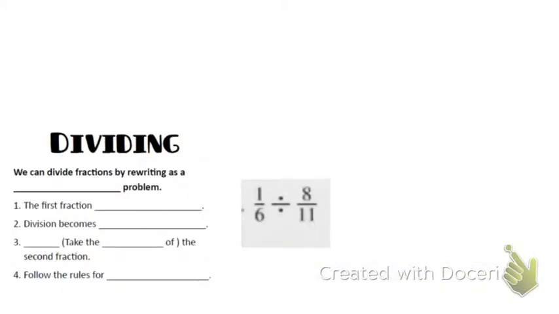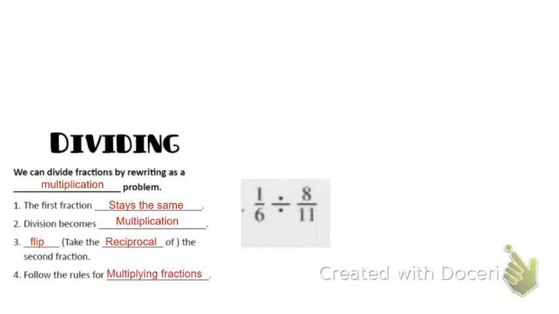Dividing fractions is just as simple as multiplying them, because when you're dividing fractions, you're really in the end going to end up multiplying them together. So we can divide fractions by rewriting it as a multiplication problem. So the first fraction stays the same, so we're going to keep our 1/6 the way it is, and then the division changes to multiplication, and then you flip, or the fancy word is take the reciprocal, which just means the opposite of the second fraction. And then you follow the rules that we just did for multiplying.